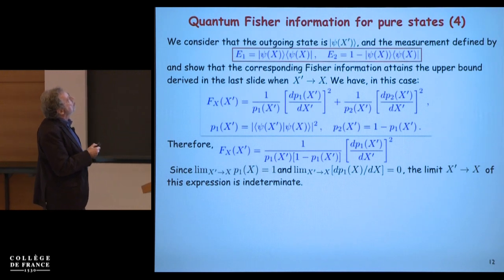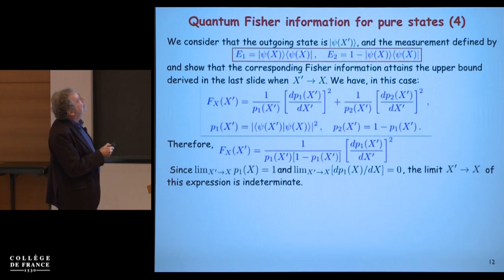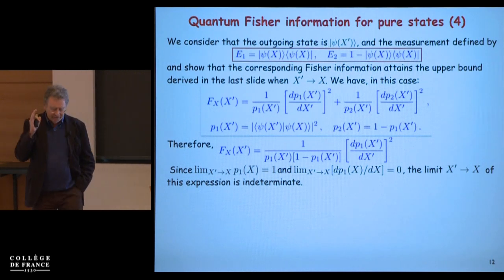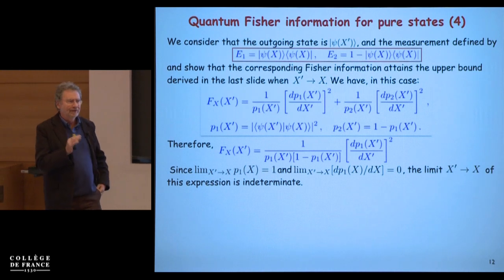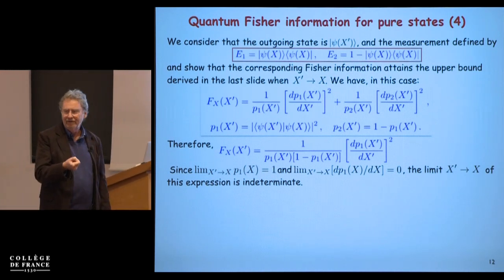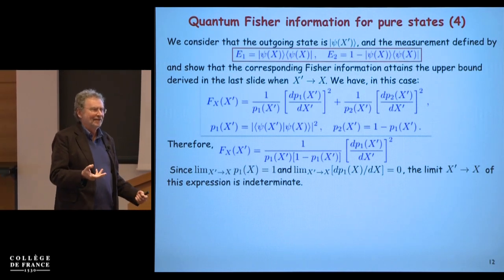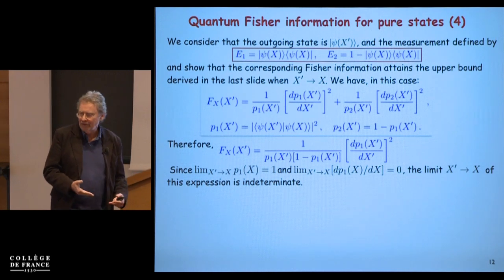What I'm going to show is that the corresponding Fisher information, that is, the Fisher information corresponding to this measurement here, attains the upper bound derived in the last slide when x prime goes to x. Now, that's sort of intuitive. Okay? If x prime goes to x, that means that you are projecting the outgoing state into it. Okay? So because x prime is going to x.